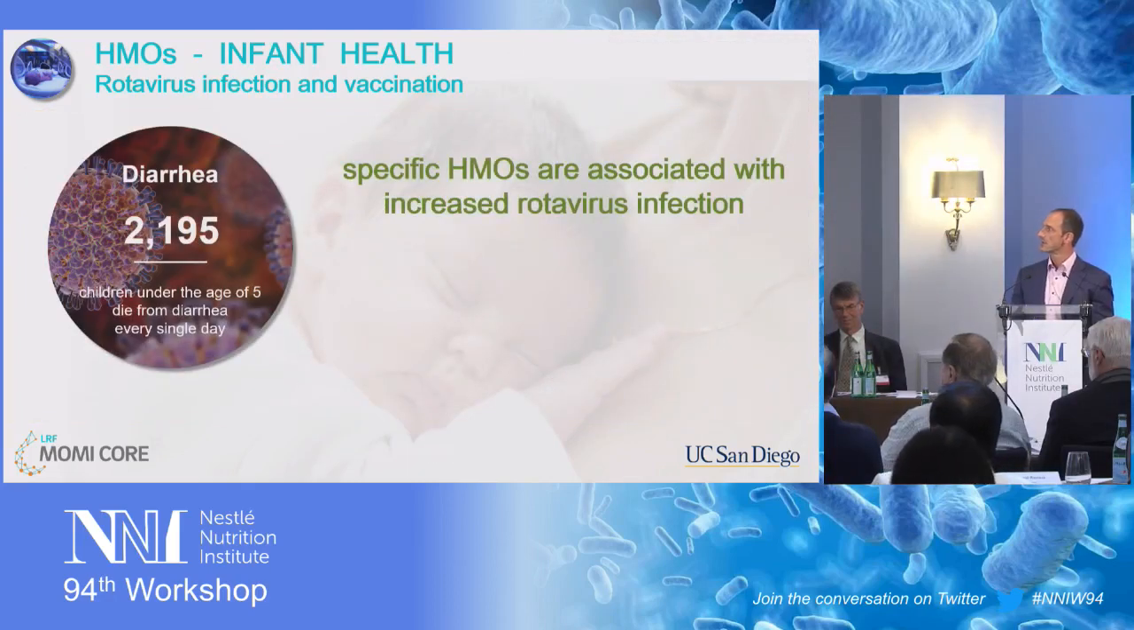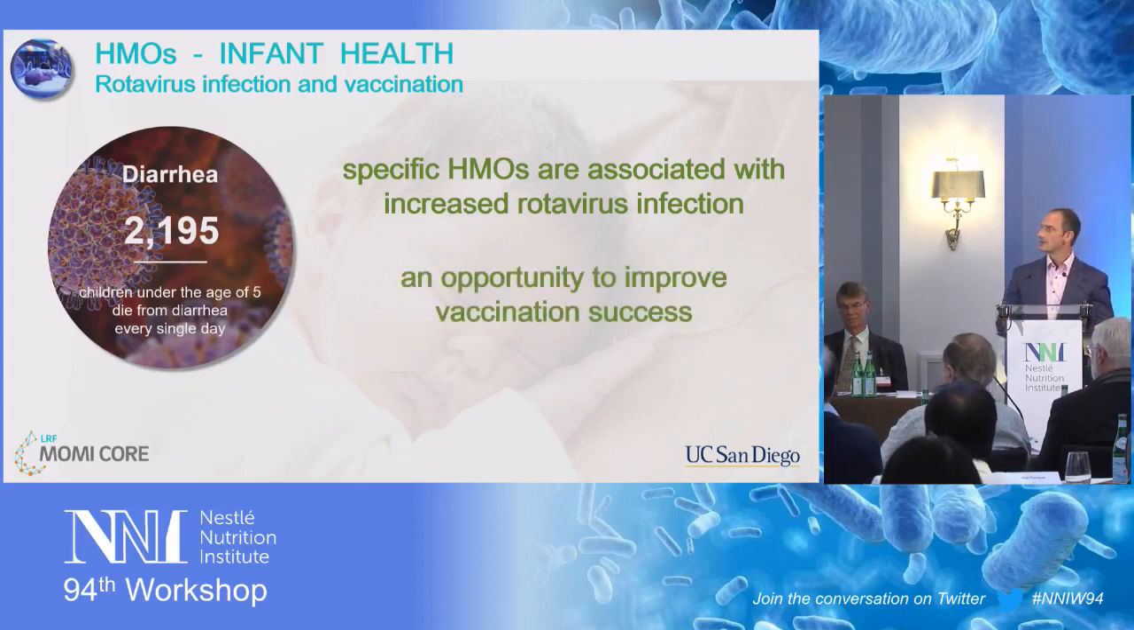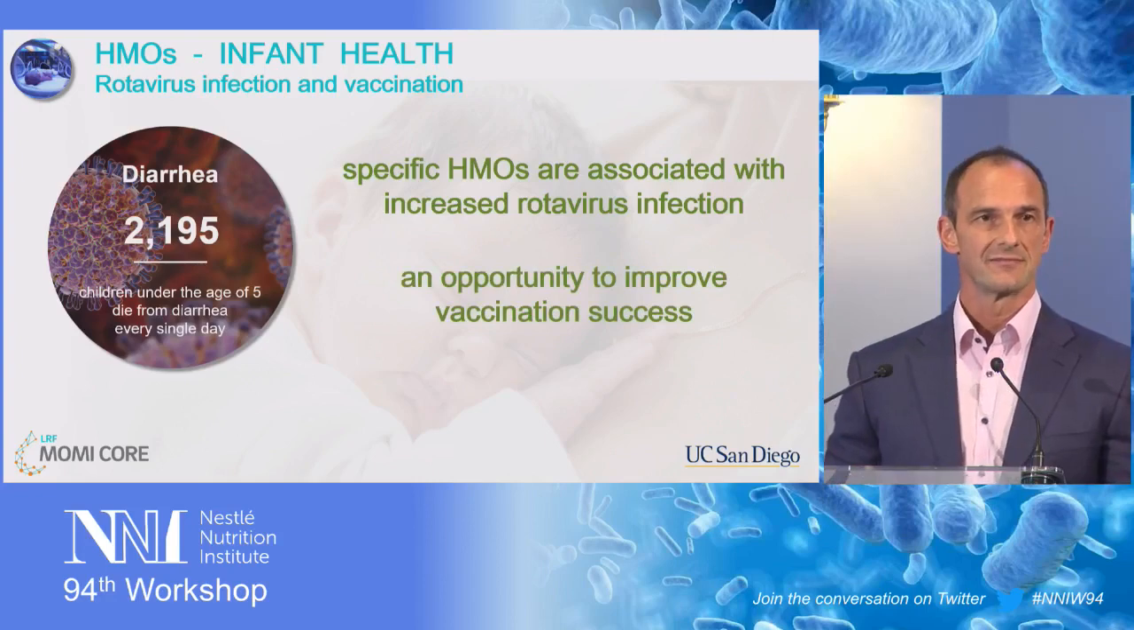So to summarize this part, specific HMOs are associated with increased rotavirus infection. And again, this is a specific rotavirus strain. This is not for all rotaviruses. And this is an opportunity to improve vaccination success.